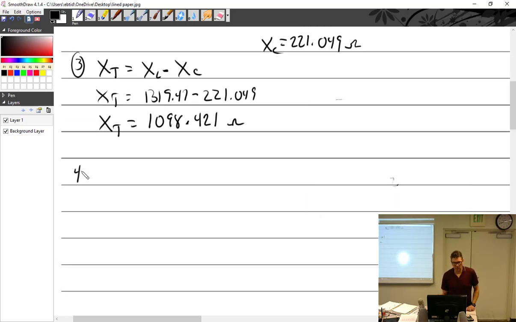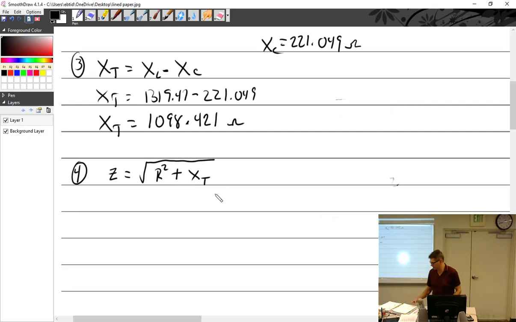Let's go number 4. Let's find Z, impedance. If you remember Z, that's our Pythagorean theorem. So that is R squared plus X total squared. Squared, yes.